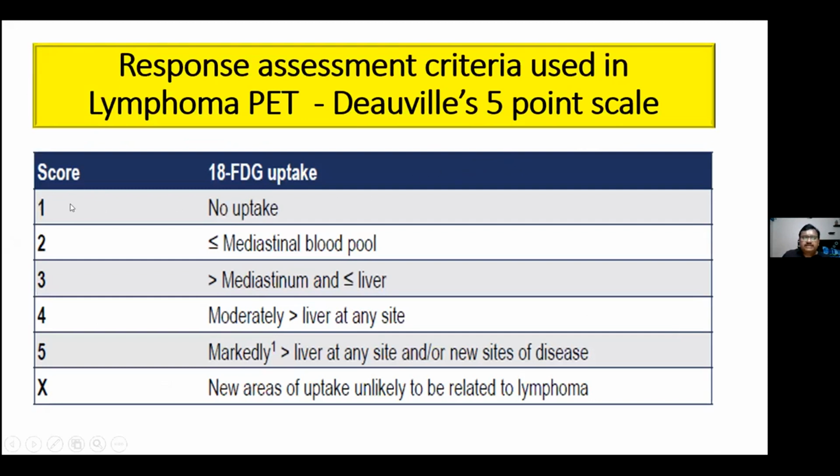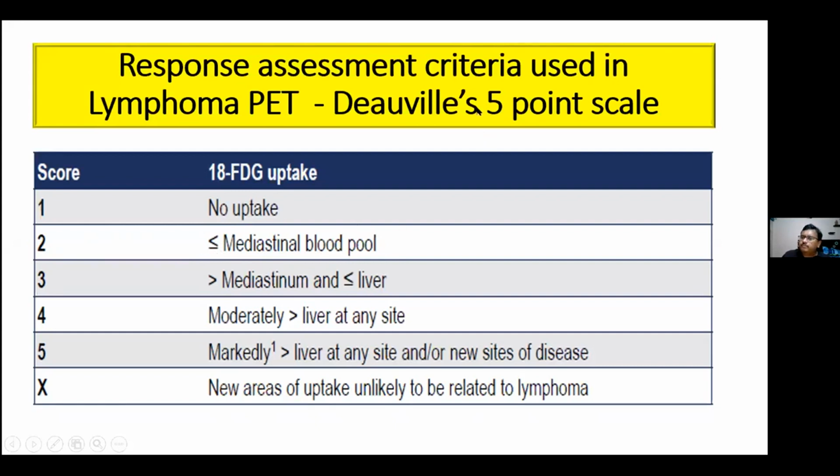Deauville's 5-point scale is basically a scale which compares the uptake of a lesion to the background. A score 1 is given where there is no uptake. No uptake means no higher uptake than the background. A score 2 is given where it is more than the mediastinal blood pool. This is a visual scale we have to remember.